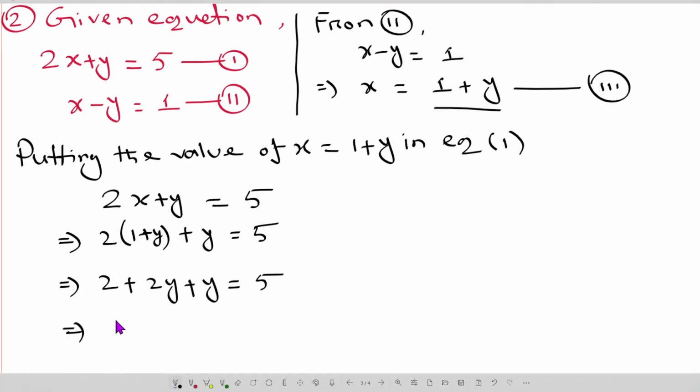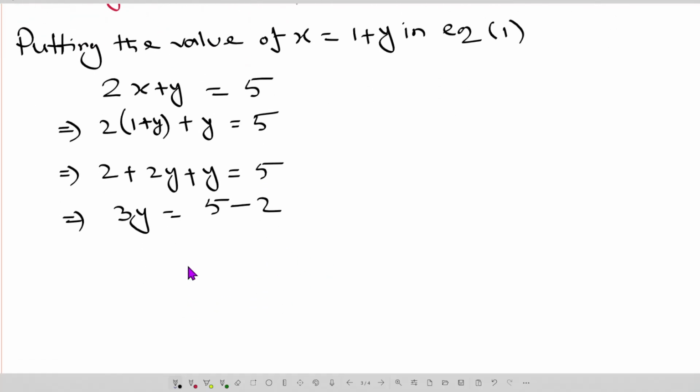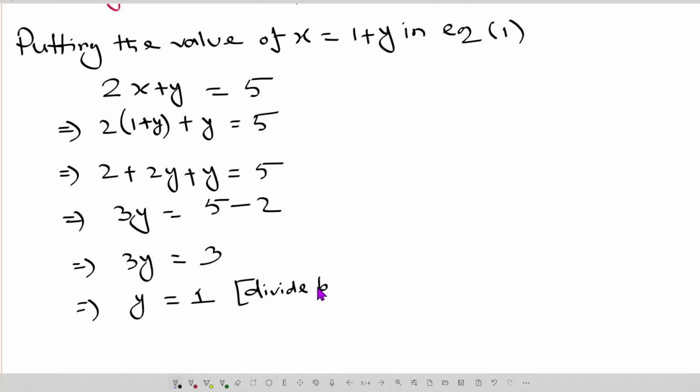Now 2y plus y is 3y, and the 2 goes to the right side, so minus 2. Okay, then 3y equals 5 minus 2, it means 3. So we can divide both sides by 3, so y we get 1.